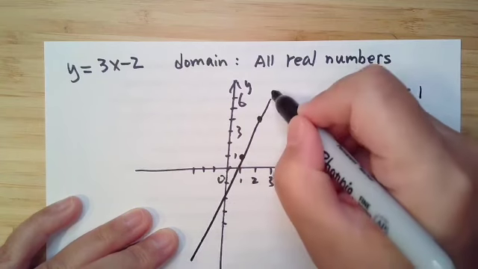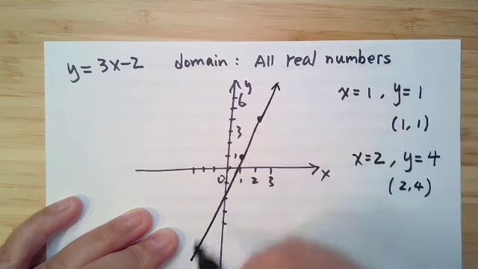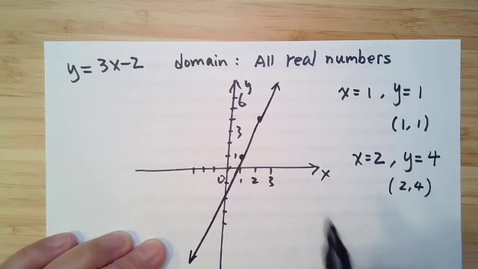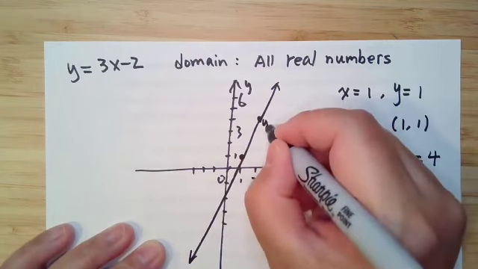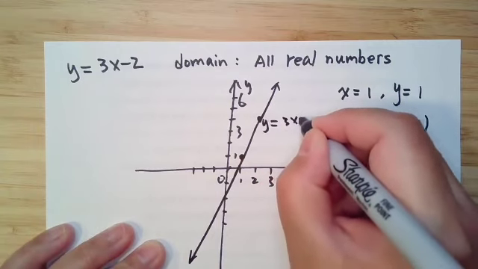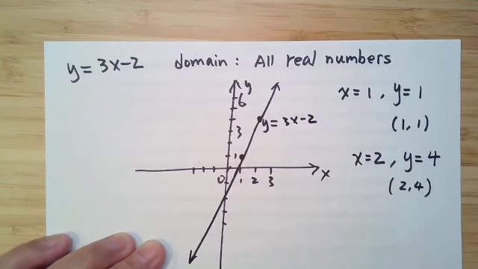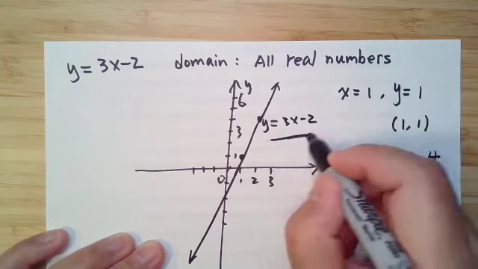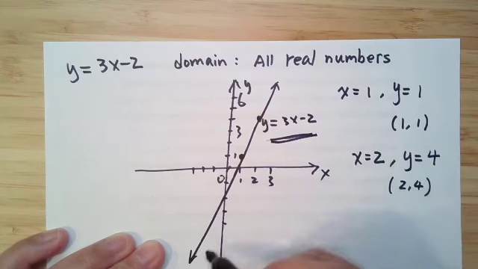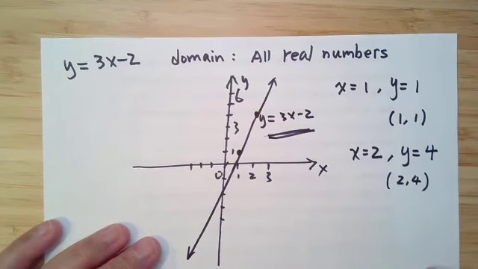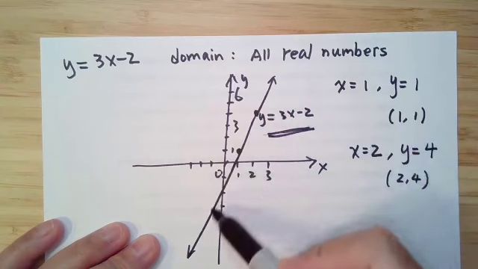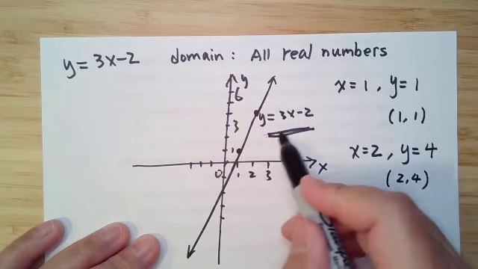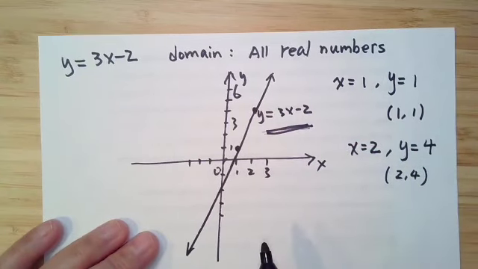Extend forever. This is y equals 3x minus 2. What does that mean? This equation and this line, they are the same thing. This is the graph of this linear equation. So they talk about the same thing.